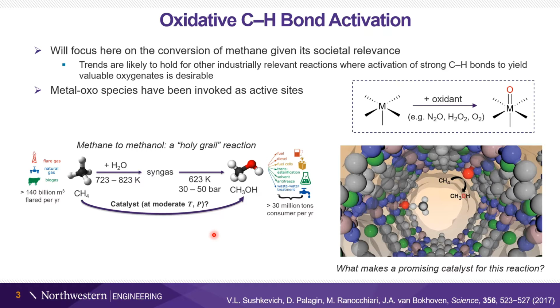One of the common active site motifs that has been invoked for this reaction are terminal Metal-Oxo species. For instance, you might start with a coordinatively unsaturated metal center, and you'll introduce some oxidant like N2O or H2O2 or O2, and form this terminal Metal-Oxo species that I'm showing here. You can imagine this being part of a MOF, where you have these coordinatively unsaturated metal centers, and you can oxidize those and then flow methane through the pores of the MOF, and hopefully you can convert that methane to something more valuable. And what we want to ask ourselves is what makes a promising catalyst for this reaction? How can we design a MOF with the desired properties to carry out this very challenging process?